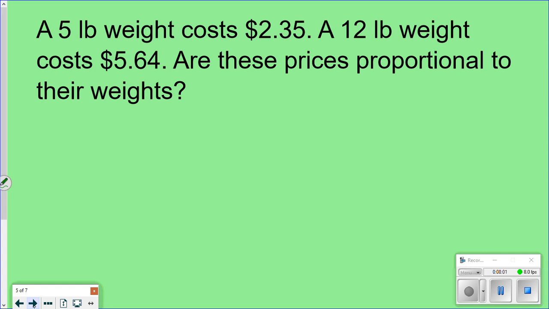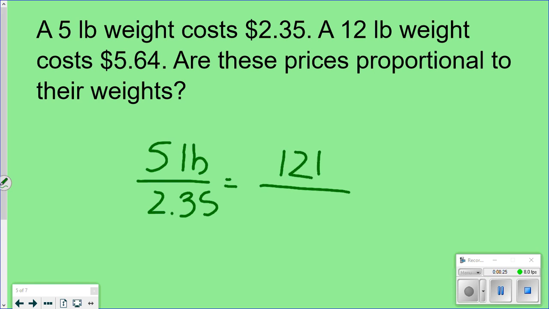All right, why don't you... Oh, I'll take that back. I'll do this one with you. It says a 5-pound weight costs $2.35. A 12-pound weight costs $5.64. Are these prices proportional to their weights? This is one where you're actually going to have everything, and you just have to see if it's in proportion or not. So 5 pounds is $2.35. 12 pounds is $5.64.